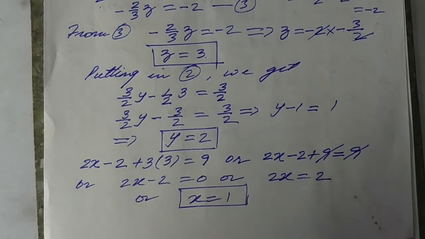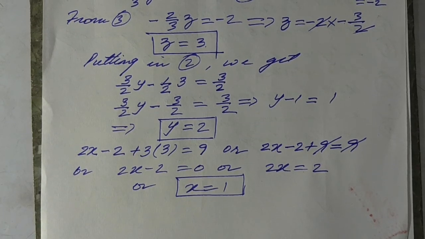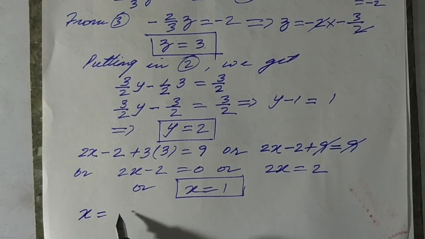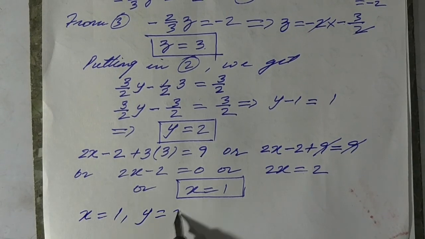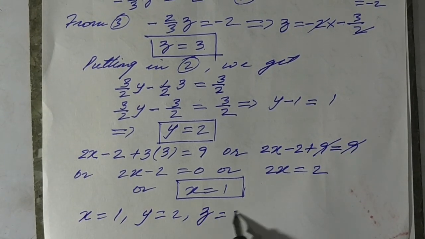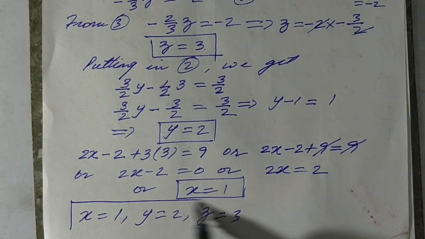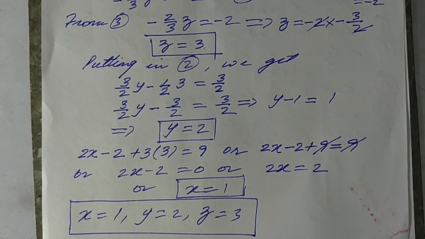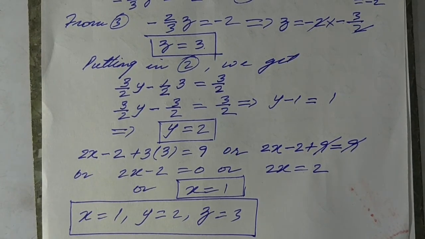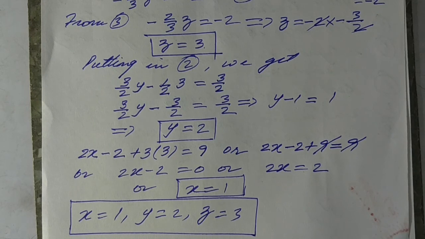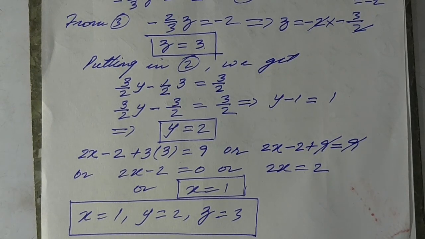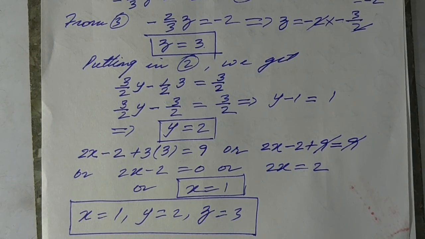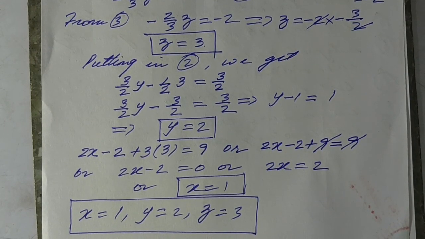So ultimately, thus finally we have x is equal to 1, y is equal to 2, and z is equal to 3, which is the required solution of the given simultaneous equations by Gaussian elimination method. So this is the way to find the solution of a system of linear equations by Gaussian elimination method.